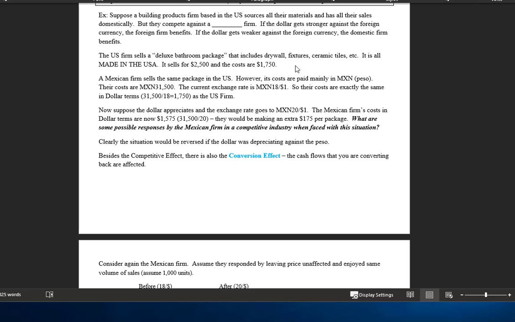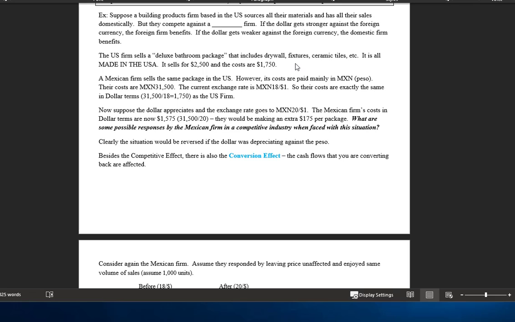Clearly the situation would be reversed if the dollar was depreciating. Everything else would kind of flip on its head. The American firm would be better off. Maybe they're going to drop their price to grab market share. Again, the point is, just because you're totally a U.S. firm does not mean you're insulated completely from international competitive effects, especially if you're competing against firms that are international.